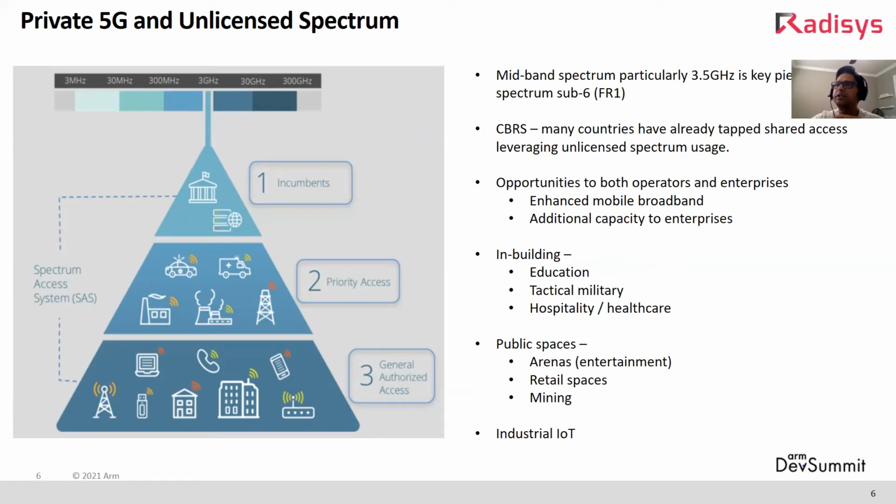Now, typical use cases of CBRS are in-building with respect to education, tactical military, hospitality, and healthcare sectors. And of course, it will find its place in public spaces as well, such as in the entertainment field, like basketball courts, arenas, mining, and of course, industrial IoT has always been there and will definitely also be leveraging unlicensed spectrum with respect to private 5G.